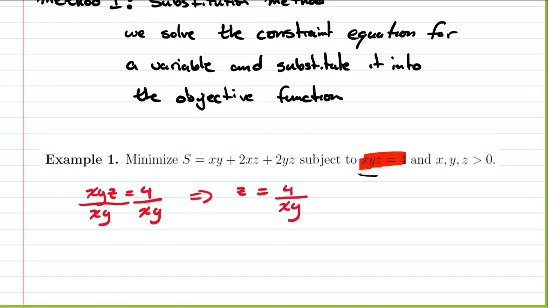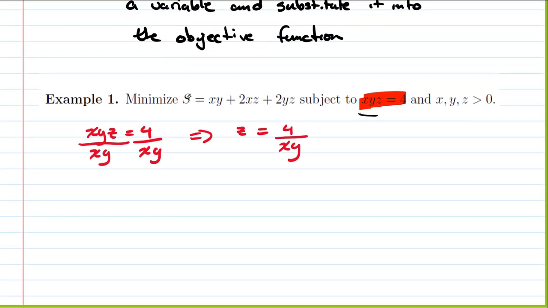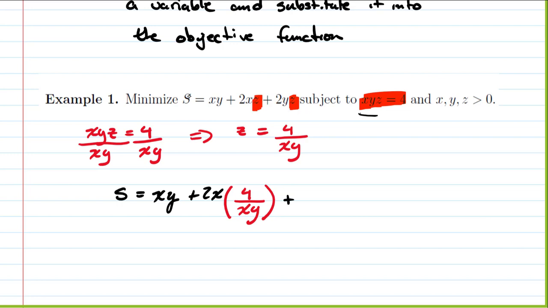We're then going to replace all of our z variables in our objective function with what they are equal to. So this gives me S is equal to x times y plus 2x times our z, which is 4 over xy, plus 2 times y times our z once again, which is 4 over x times y.